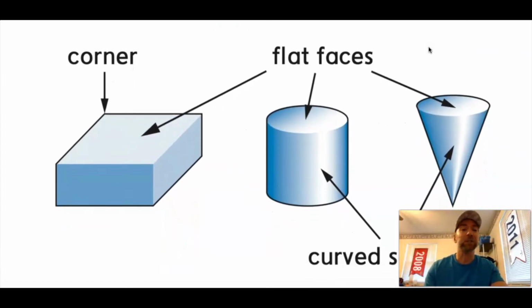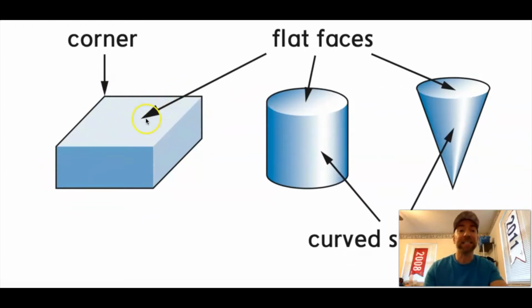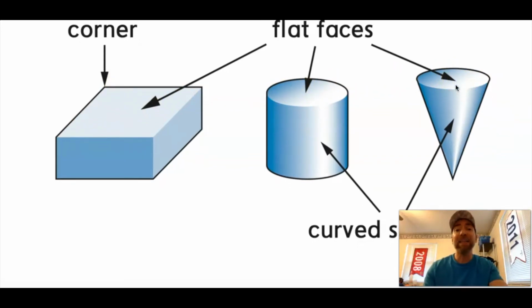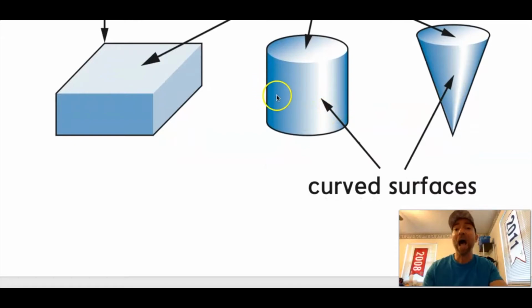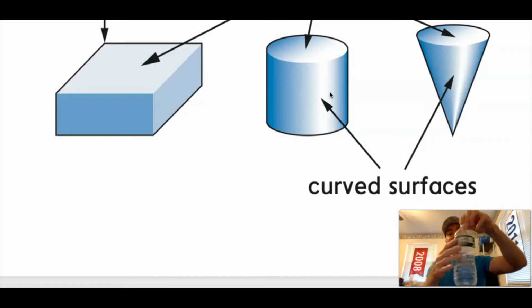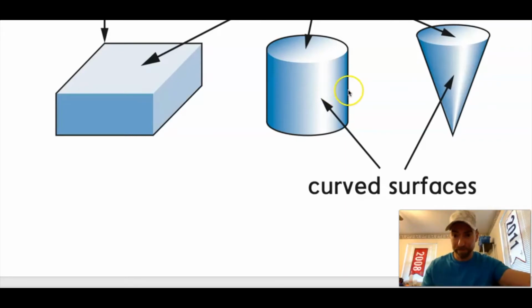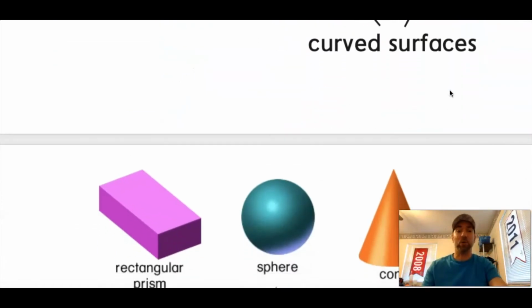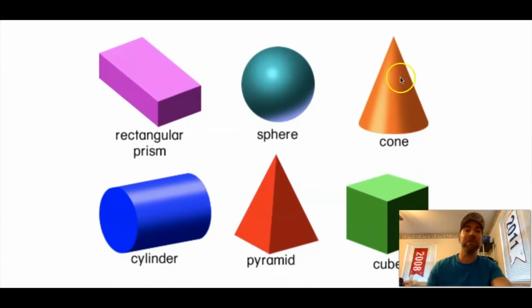And here's some pictures. So my corner, you can see, is the points on the edges. And my flat faces are those nice, smooth sides. And then sometimes on my objects that are curved, like my cylinder, it's not a face anymore because my side is curved. Same thing with a cone. Pretty cool. Now let's take a look at some of those 3D shapes that were in our video.